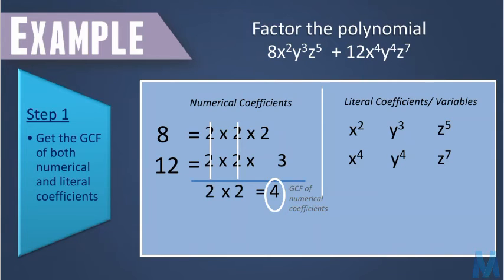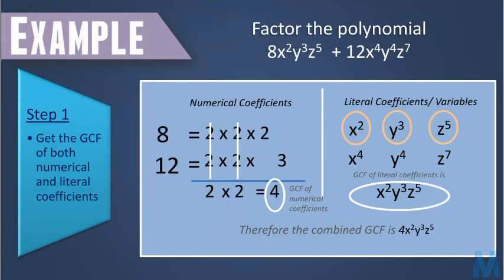And then, pangitaon lang natin ang variable nga may pinakagamay nga exponent. Okay, so for x, we have x squared. For y, we have y cubed. And for z, we have z to the 5th. Okay? So therefore, the combined GCF of literal coefficient is x squared, y cubed, z to the 5th. Therefore, the combined GCF of numerical and literal coefficient is 4x squared, y cubed, z to the 5th.